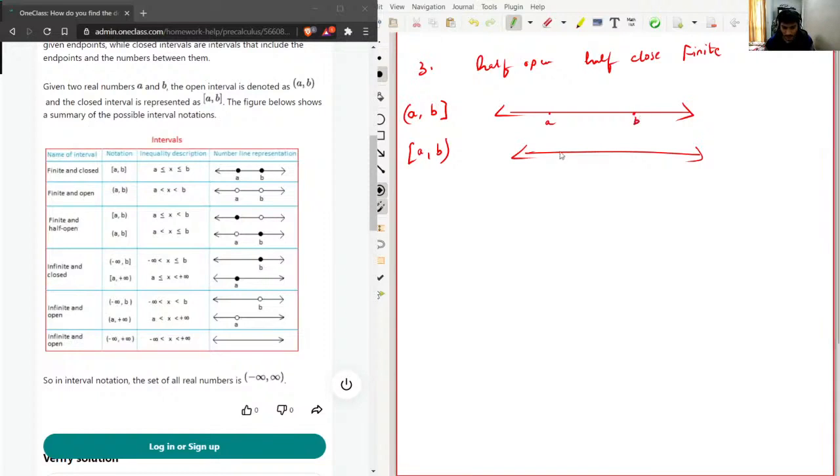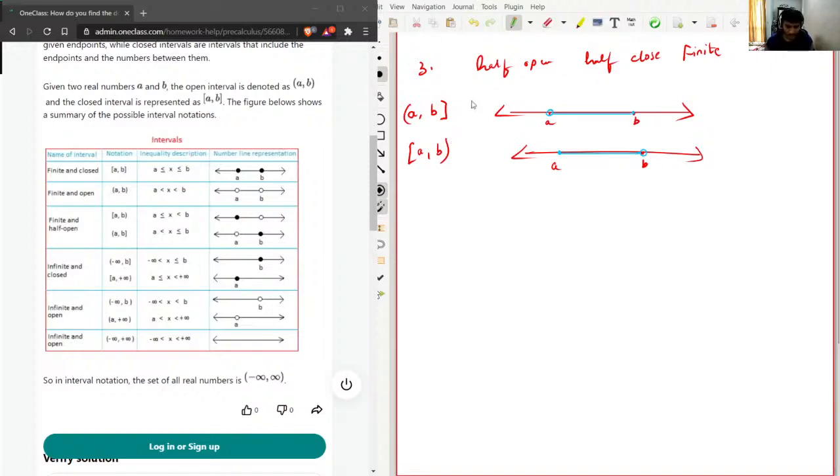a, b, again a, b, then with my blue color a is not included, I'll draw just a circle here, and for b I'll just make it a little bit darker, and this is going to be my number line. And for here a is included, b is a circle. So this will be such kind of line. So this is the half open and half closed interval, which is a finite interval obviously.